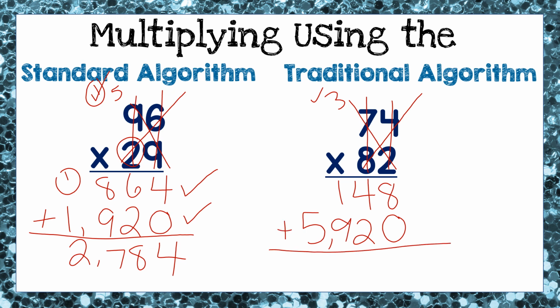And you're going to add your two partial products together to get a total of 6,068. And this is your final answer.